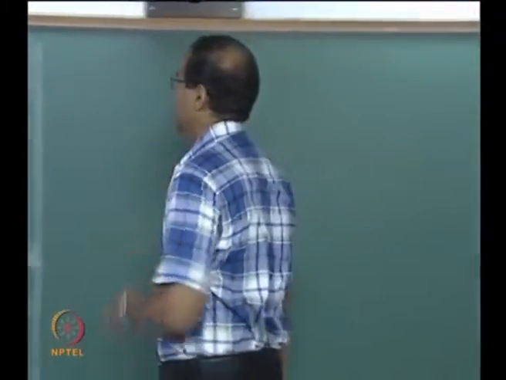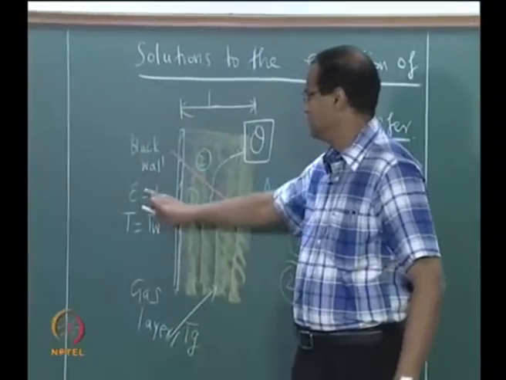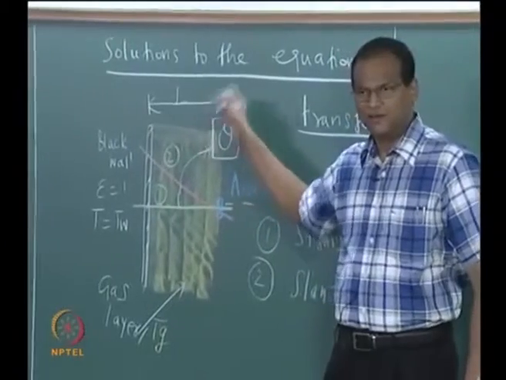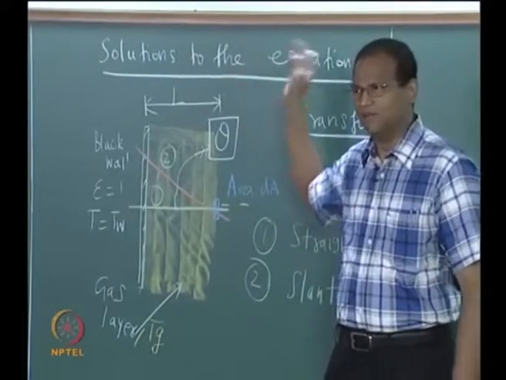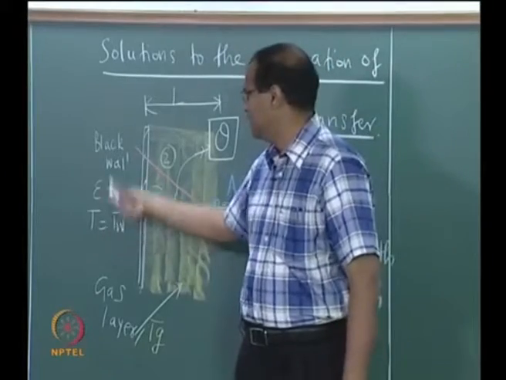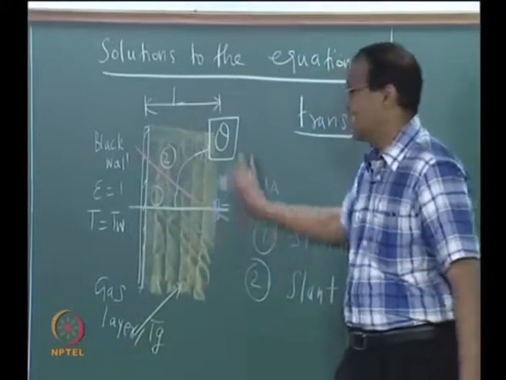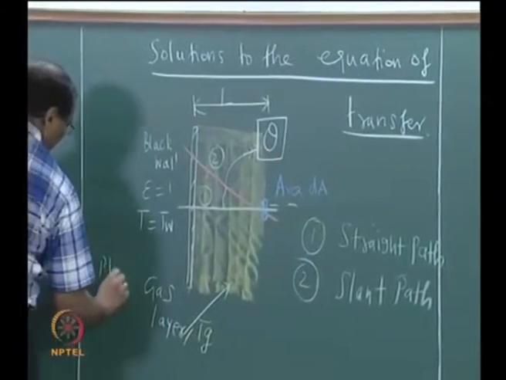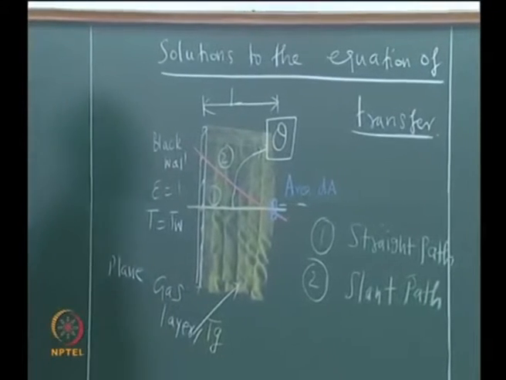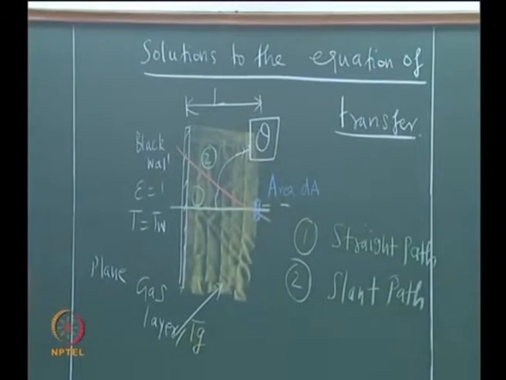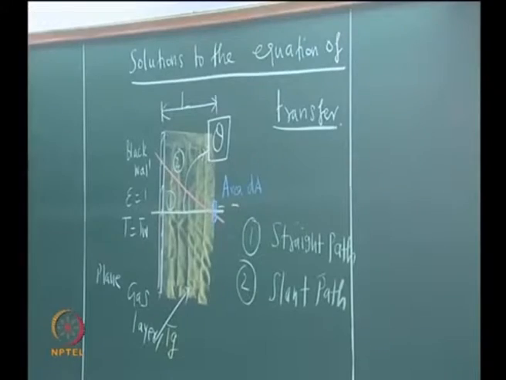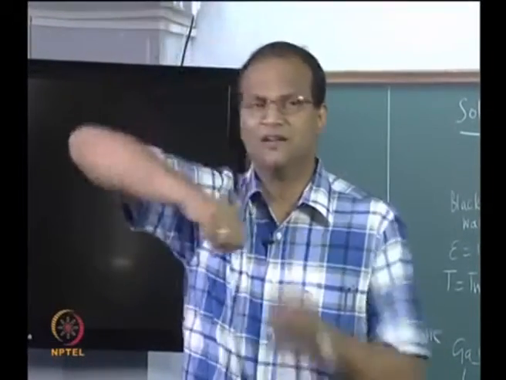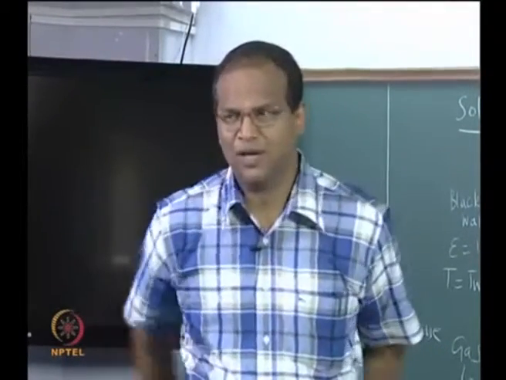So you are considering a black wall, basically I am starting with a black wall, otherwise radiosity and other things will come, and it will be epsilon sigma T to the power of 4, it will lead to other problems, a reflection component will be there and so on. Now the temperature is Tw, there is a plane gas layer, and not plane glass layer, it could be glass but this is gas, right. Thickness is L, it is infinitely deep in the direction perpendicular to the plane of the board.